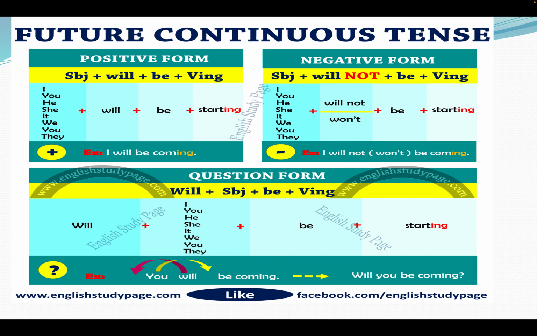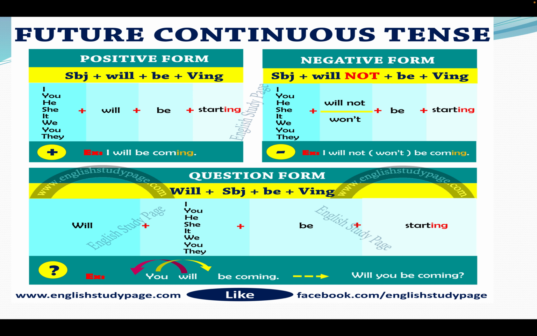So this is the syntax for future continuous tense. First one is subject plus. For the positive form, we have to use a subject like I, you, he, she, it, plus will plus be plus v1 plus ing form. So an example is, I will be starting. And the negative form will be subject plus will not or won't plus be plus v1 plus ing form. So for example, I will not be starting.